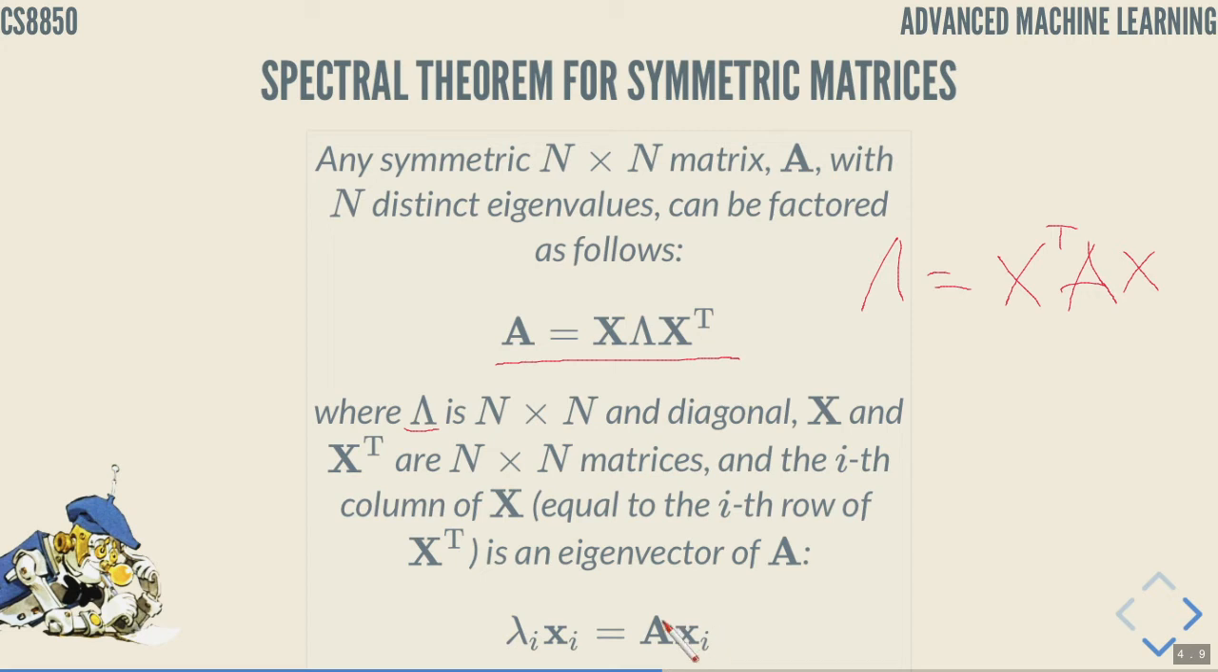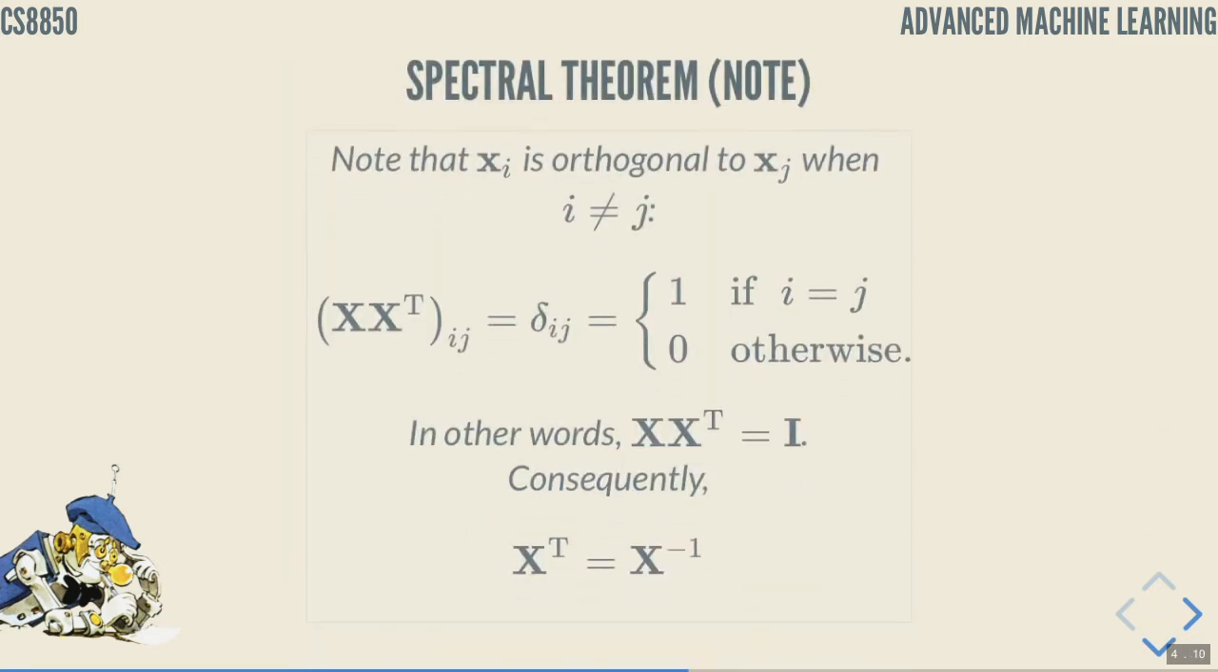What does it mean to be an eigenvector? Here's the definition. All that A does to the vector is scale it by some specific value, the eigenvalue of that vector. So note that x_i is orthogonal to x_j when i is not equal to j. So for any ij element of this matrix product, delta ij is either 1 if i equals j, or 0 otherwise.